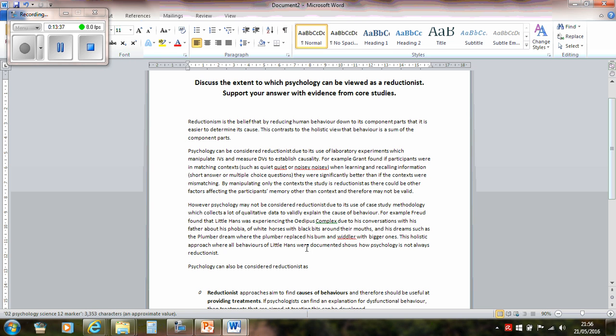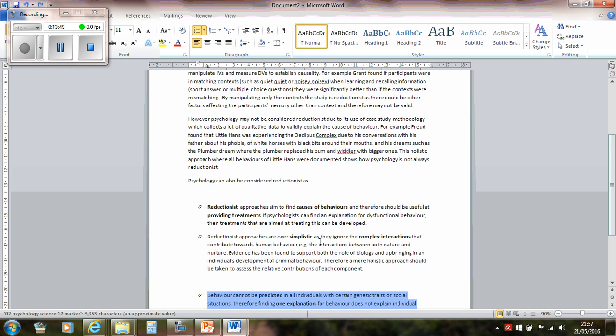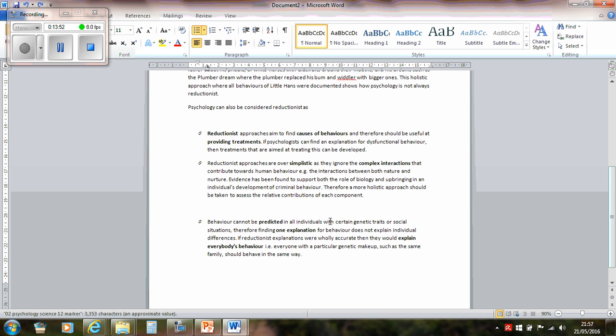See, this is a really difficult question to answer. It's unlikely that it would ask you something this difficult. It would probably be something like, what are the strengths and weaknesses of viewing behaviours as being reductionist? Because that would be quite straightforward. You could say that taking a reductionist viewpoint suggests that you know the cause for behaviour.